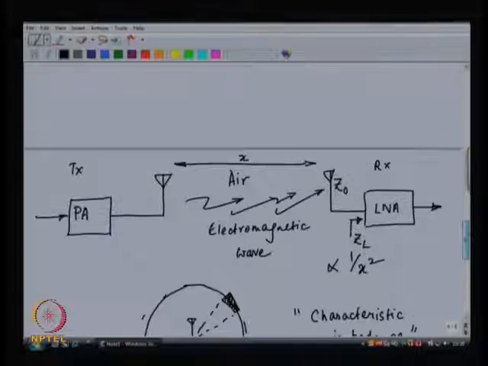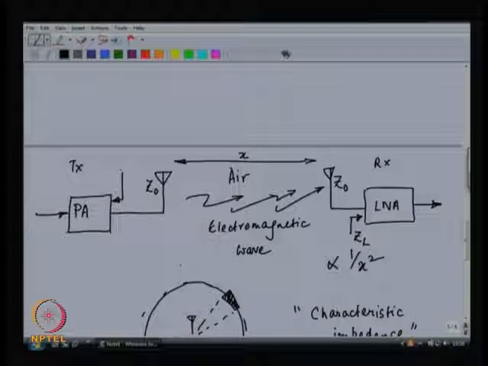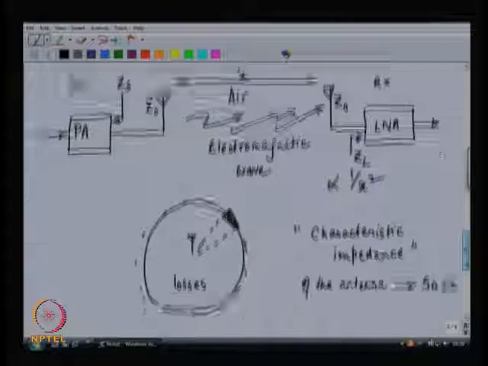This means that the output impedance of the power amplifier is the source resistance. The Thevenin equivalent of the power amplifier is a voltage source in series with a source resistance. So, that is the output impedance of the power amplifier. That has to be matched to the characteristic impedance of the antenna. That will stop echoes being allowed at the output of the power amplifier.